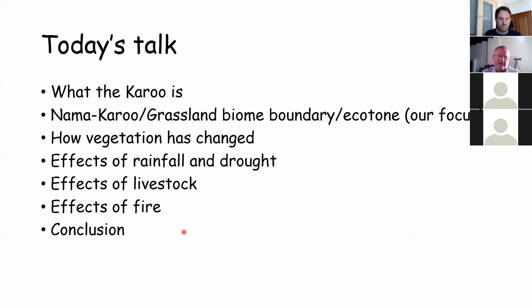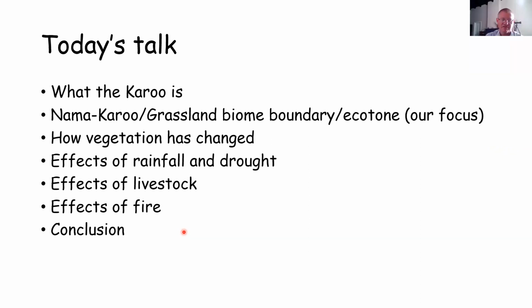I'll be looking at how vegetation has changed over the years. I'll be looking at the effects of rainfall and the reciprocal of rainfall, drought. We'll look at effects of livestock grazing. We'll look at effects of fire, and then we'll summarize what we've found.